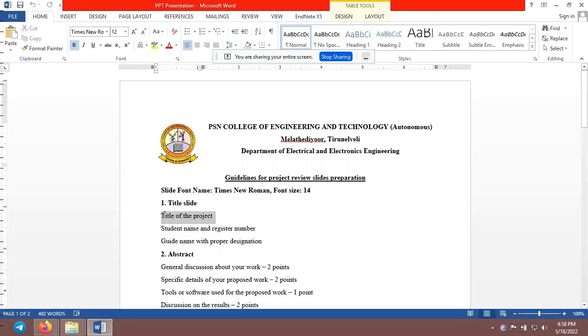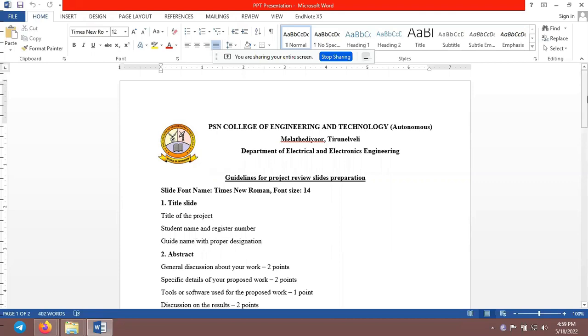In the title slide, put the title of the project that you have completed at the center, and the name of the student and your register number. You can make this 'Presented by' with your name and your register number. And on the left side, you can add your guide name, Mr. or Doctor, with the initial and with the proper designation. That means Assistant Professor, EEE, or Associate Professor, EEE, like that.